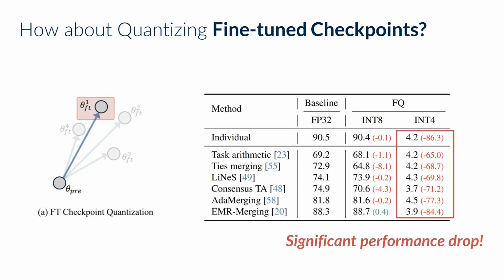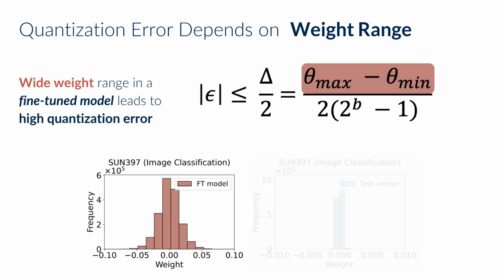The most straightforward approach is to directly quantize the fine-tuned checkpoints themselves. We experimented with the latest model merging methods and observed a significant performance drop in an int4 environment. Fundamentally, quantization error is proportional to the dynamic range of the values. The wider this range, the more error will be incurred when compressing to the same bit width. The weights of a fine-tuned model exhibit a particularly large dynamic range. Consequently, quantizing them to a low precision leads to a catastrophic degradation in performance.